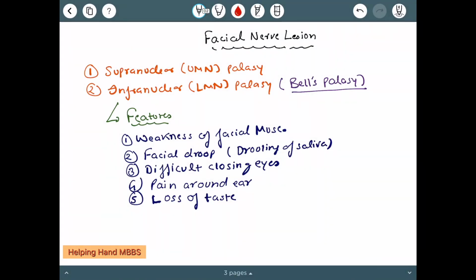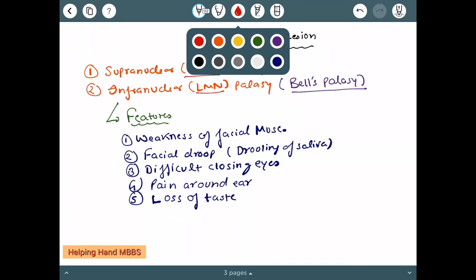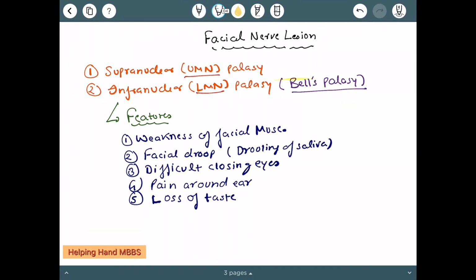So as I have told you, there will be upper motor neuron and lower motor neuron types. The lower motor neuron type is known as Bell's palsy. You can see this is known as Bell's palsy, and the upper motor neuron type has no such name. But the lower motor neuron one, a very famous question, what is Bell's palsy? It is the lower motor neuron palsy. So what are the features? For the features I will tell one line for the function, because I have already covered it in our previous video. So there will be weakness of facial muscle.